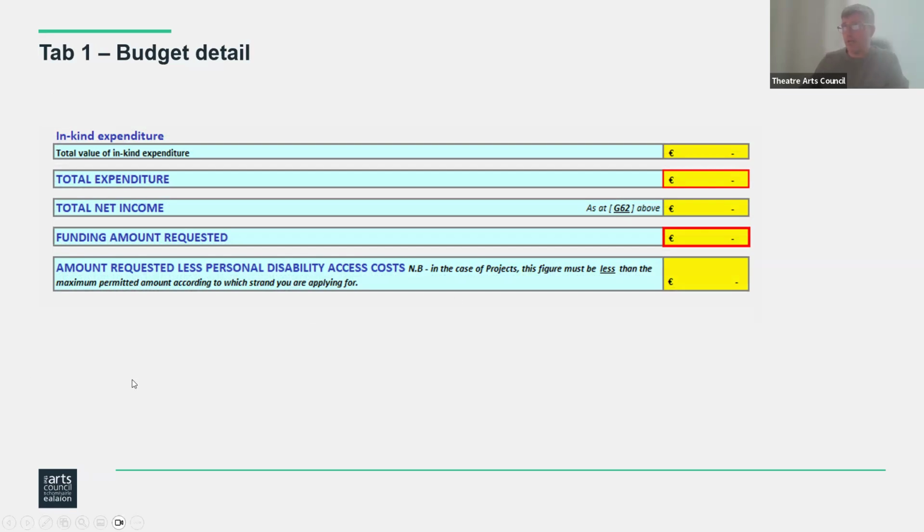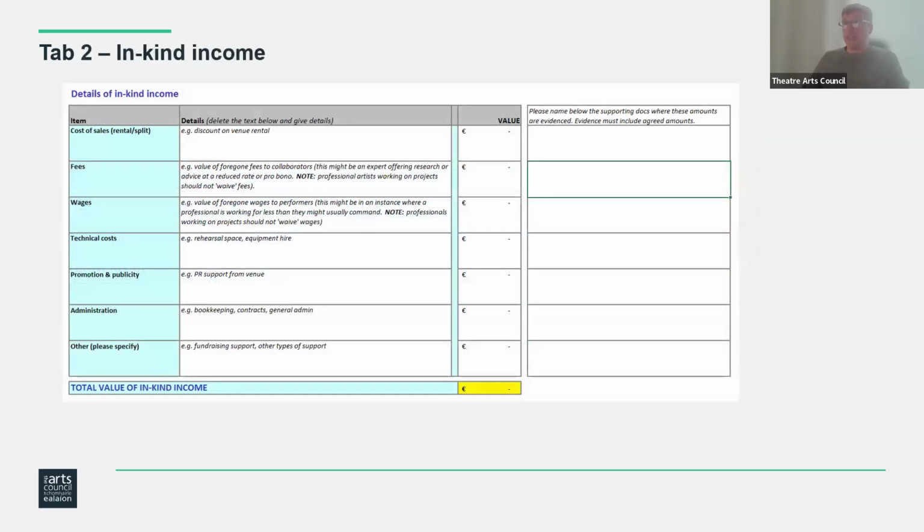Okay, and then lastly, at the very bottom, this is where all of your figures are automatically calculated, the total expenditure, total net income, and this is where the funding amount requested is calculated. And then if you are applying for personal disability access costs, the last row here calculates the amount requested less the personal disability access costs. So that's that there. And we'll move on to tab two, to the in-kind income.